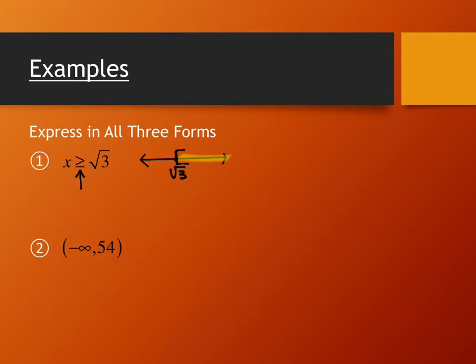So this is the graphical notation that I'm trying to present. And then the interval notation mirrors it. I start with a bracket. I do a square root 3, my comma. It keeps going forever. That's infinity, and infinity always has a parenthesis on the end.